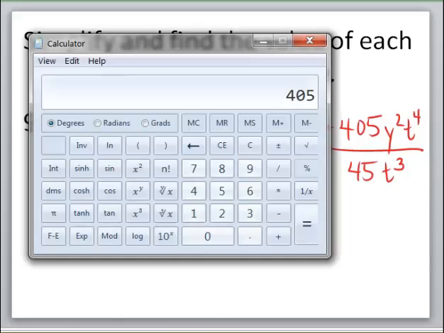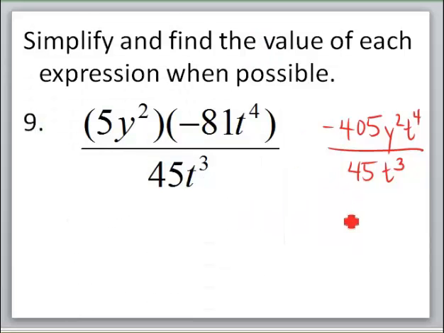So now I'll divide 405 divided by 45, which gives me 9. And I know it's a negative 9 because it's a negative divided by a positive. I have y squared left on the top because nothing's going to simplify with that. And then my t's, I'd be left with a t on top.